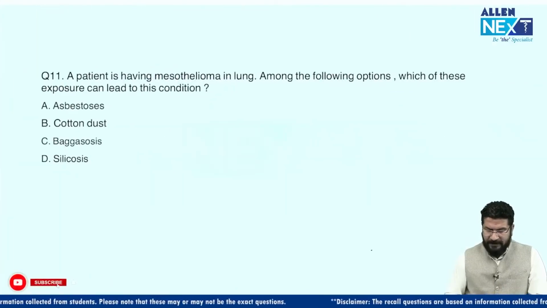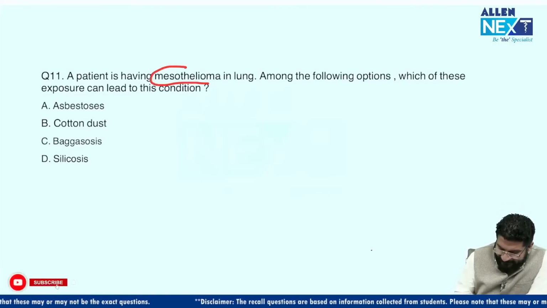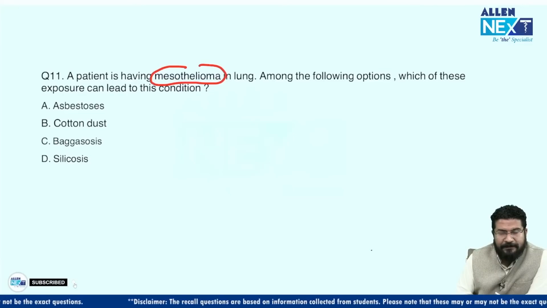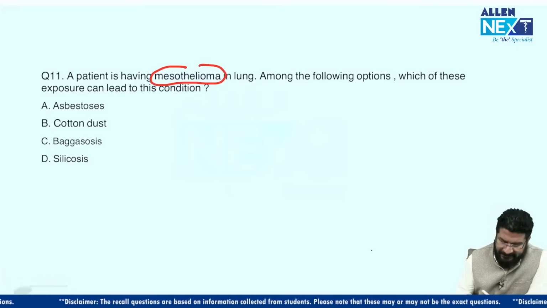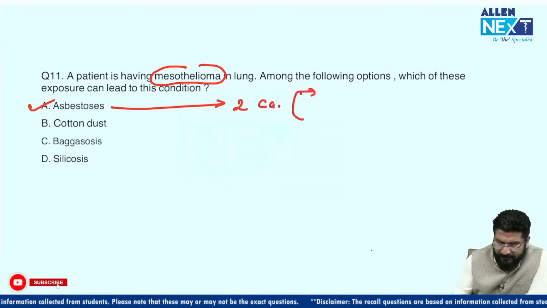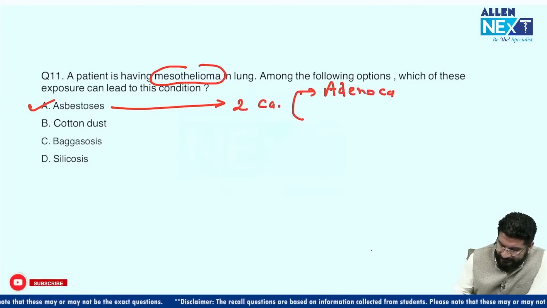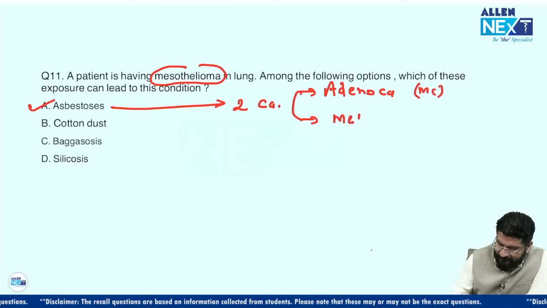Coming to the next one, a patient is having mesothelioma. When mesothelioma comes to your mind, automatically you remember mesothelioma is classically associated with asbestosis. So in asbestosis, remember there is a risk of two cancers. The most common will be bronchogenic adenocarcinoma. This is the most common one, but the most specific will be mesothelioma.